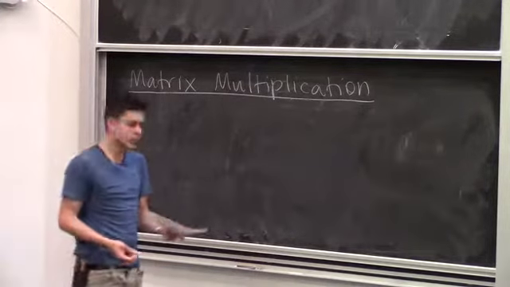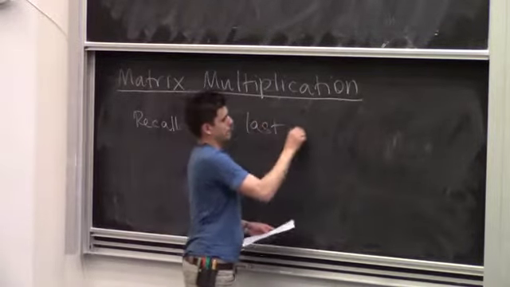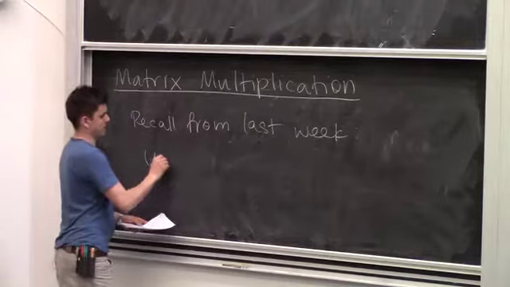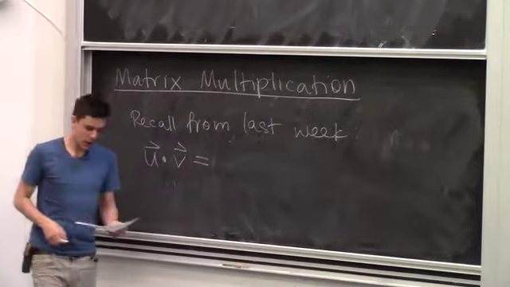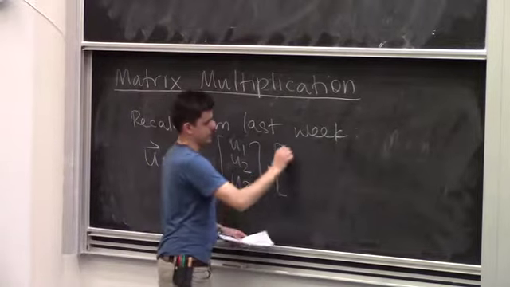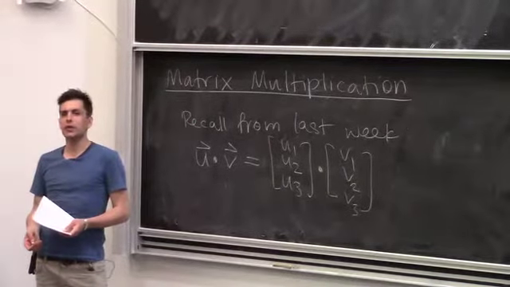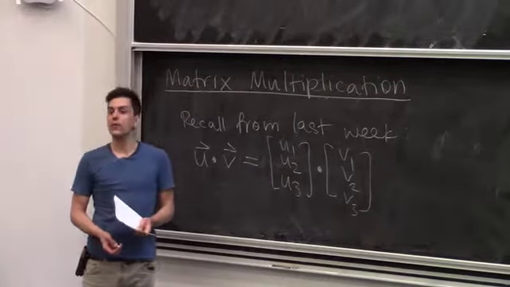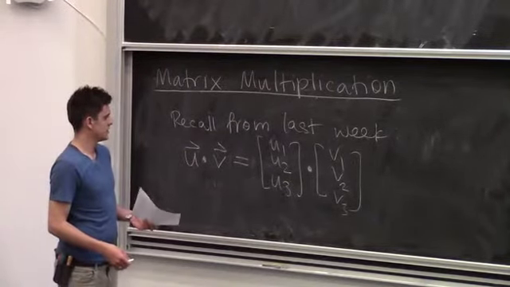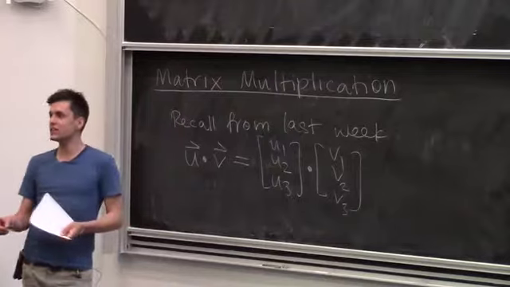So recall from last week, we had this notion of a dot product. What do I do to get the value of a dot product? Any thoughts? Isn't it also defined as A times B transpose? We're not quite there yet. We didn't define it that way last week. How did we define it last week?